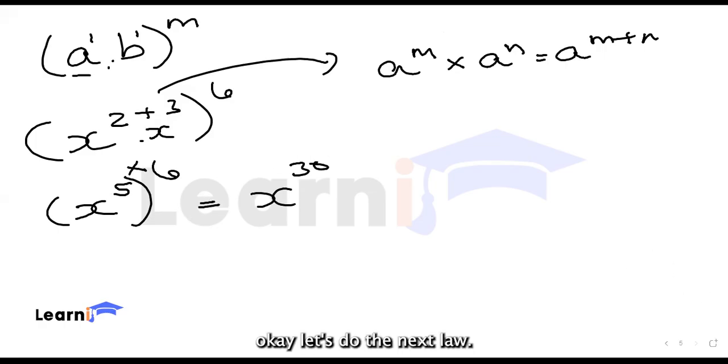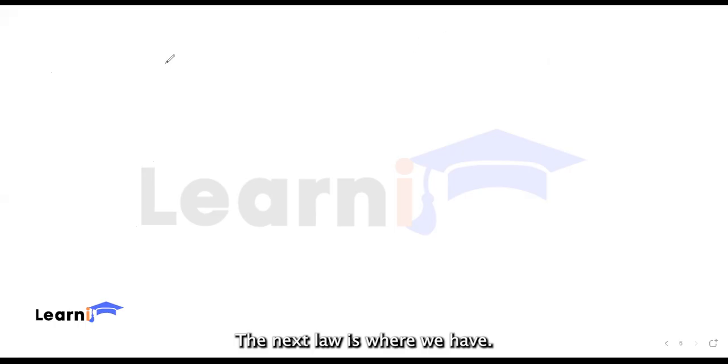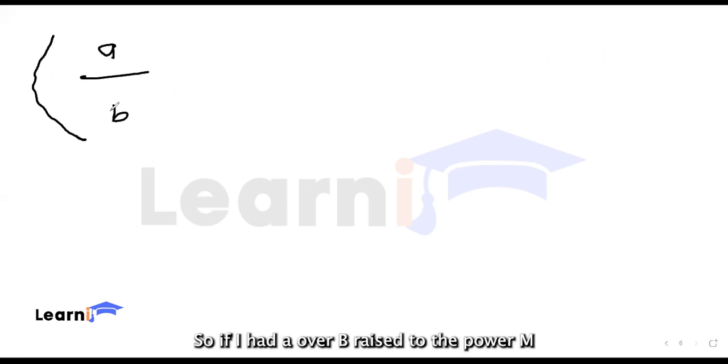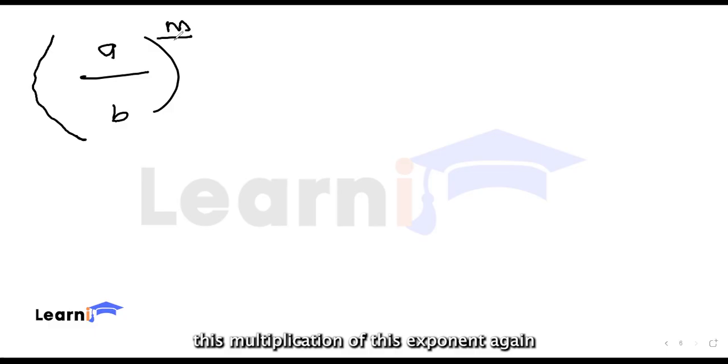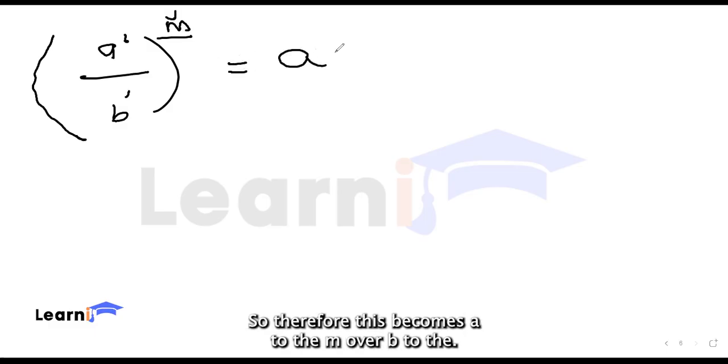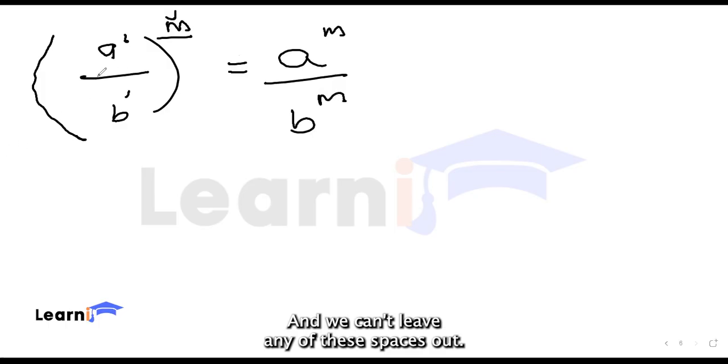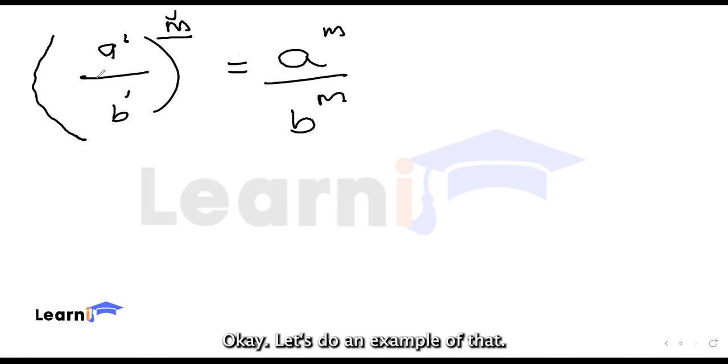Okay, let's do the next law. The next law is where we have a fraction. So if I had a over b raised to the power m, I have to apply this exponent, the m, to the exponents in the bracket. So therefore this becomes a to the m over b to the m. We can't leave any of these spaces out. We have to include everything.